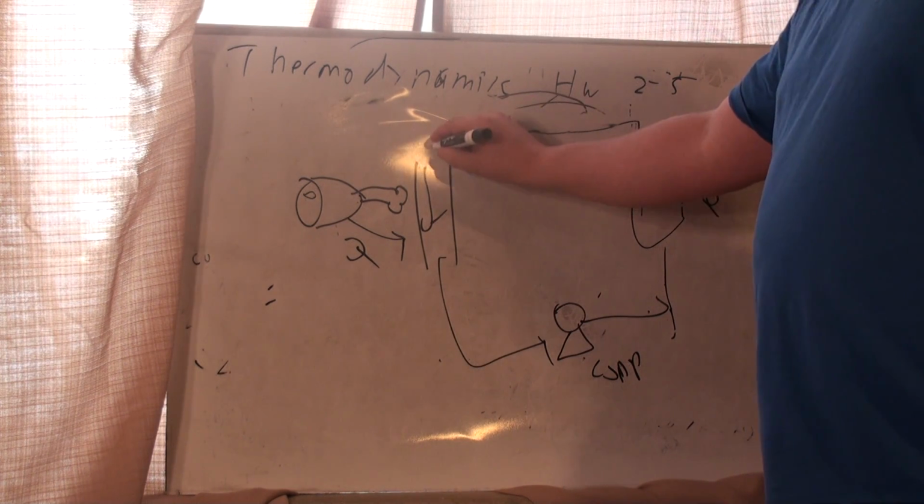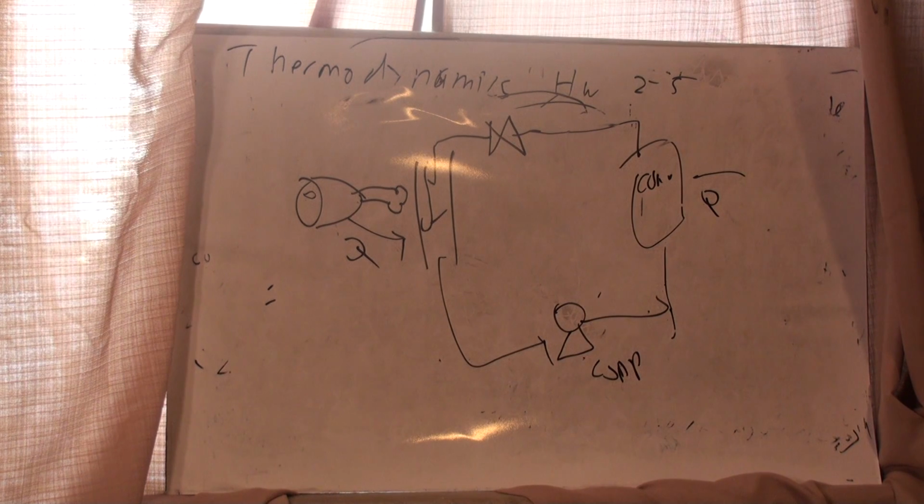And then I have a throttling valve. Okay, that expands my fluid, so that it's ready to cool off my food once again. Okay, so this is basically a refrigeration cycle. This is, again, an allusion to what you'll see in chapter 3. For us, it's going to be at the end of the semester.